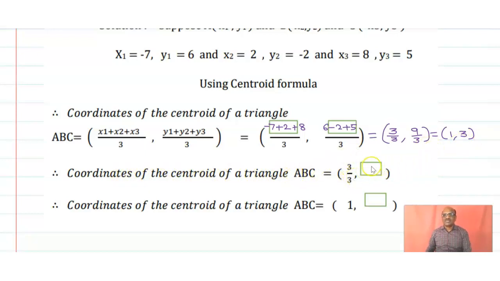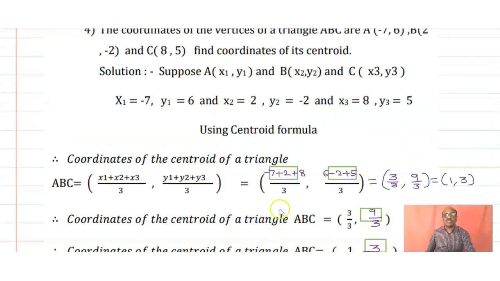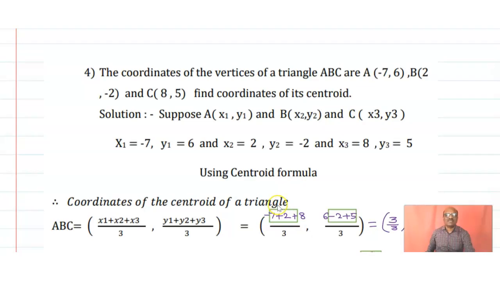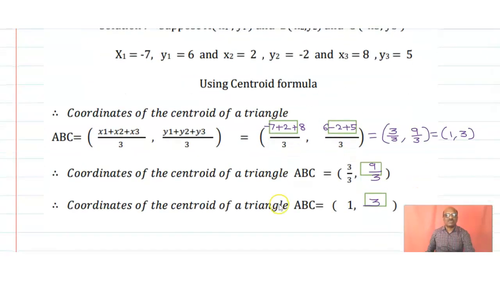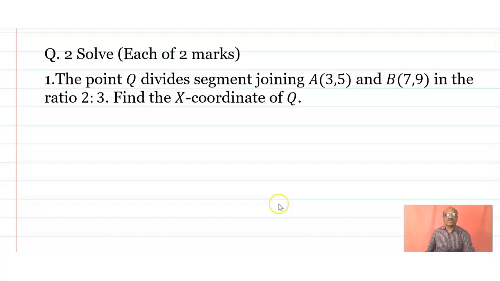And then here again we take 9 upon 3, and its answer here will be 3. Okay, the coordinate of the center of the triangle. Easy question, you can see. Now the question number 2, each of 2 marks. Okay, now the solution.